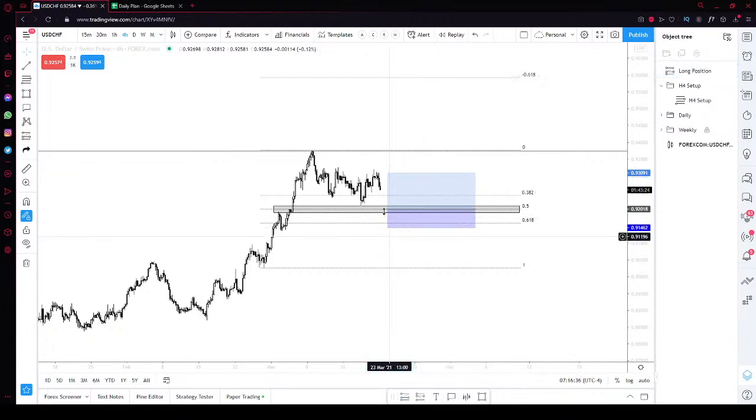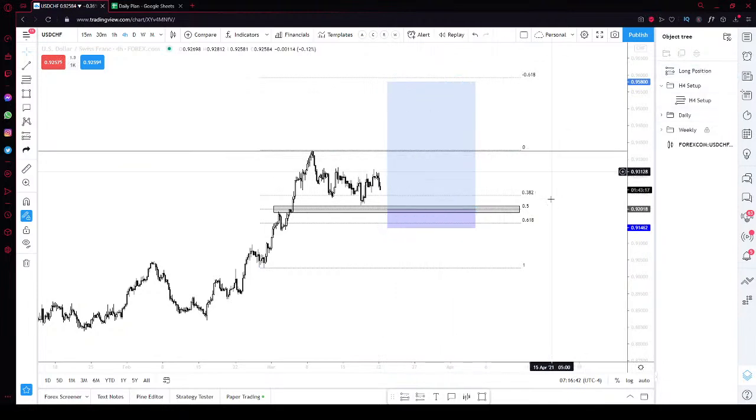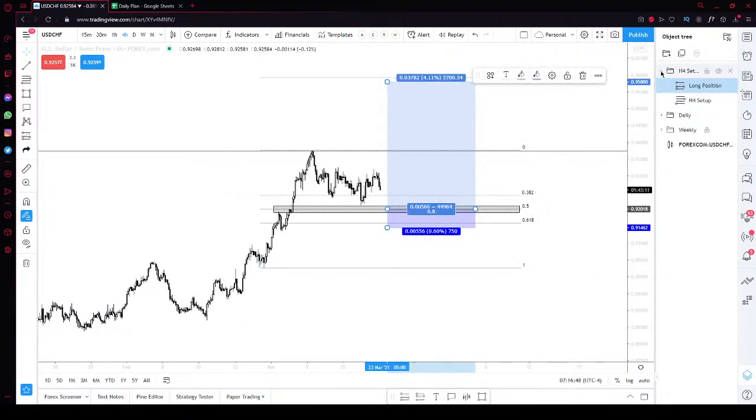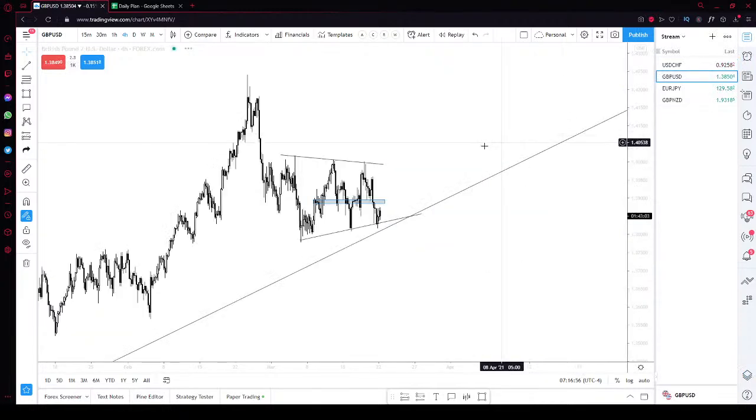And of course, wherever the buying opportunity comes, I am looking for it to scale up higher and push into this supply zone that I have drawn here. But that is the markup for dollar Swiss. Still same setup, no new screenshot needed. Let's go on to our next one.